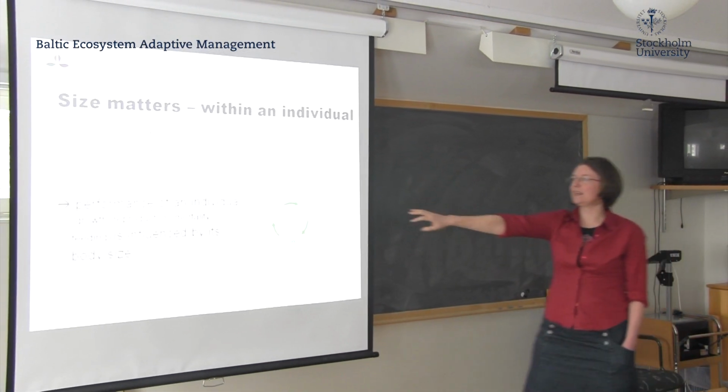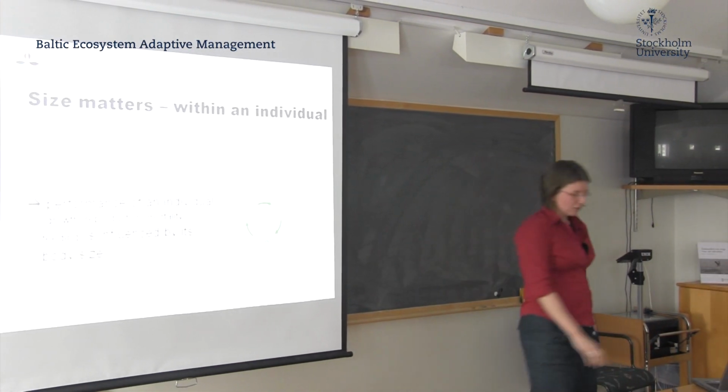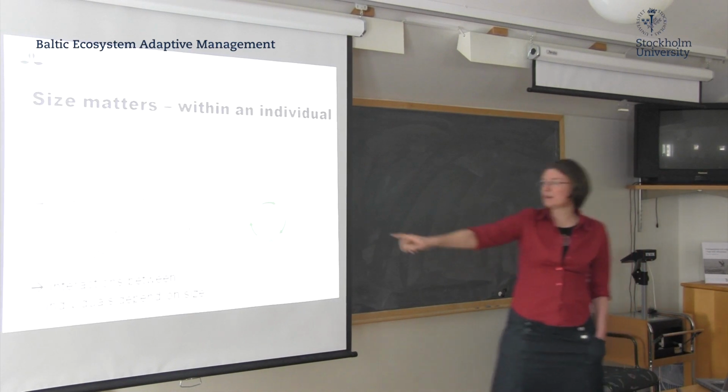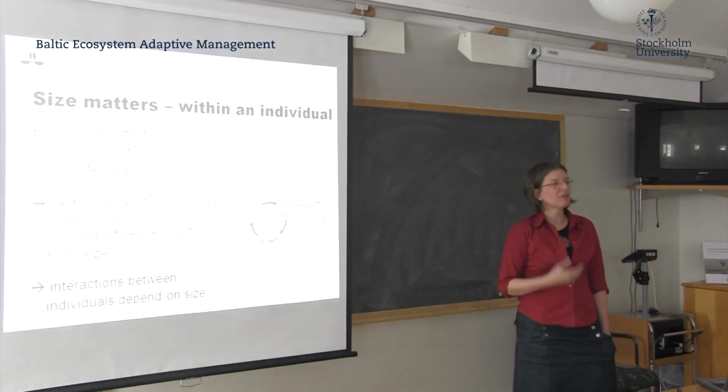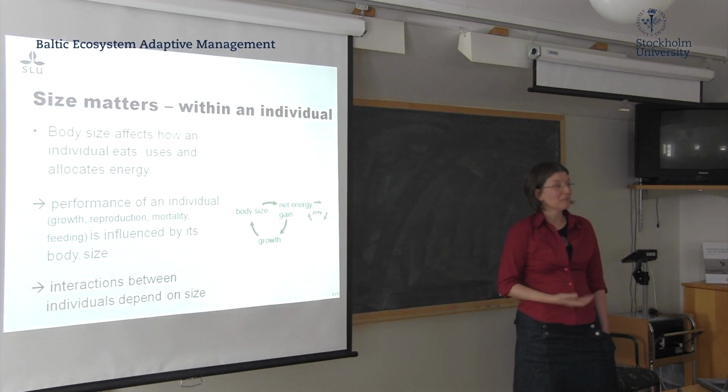Now this net energy gain is of course eating of someone else. So this is really species interaction feedbacks, right? Here's one species or one individual, a feedback of body size, which in turn affects another species, which is the prey. Okay, so if you start accounting for how things depend on size, there's a number of feedbacks in your system that might affect the outcome or the dynamics.